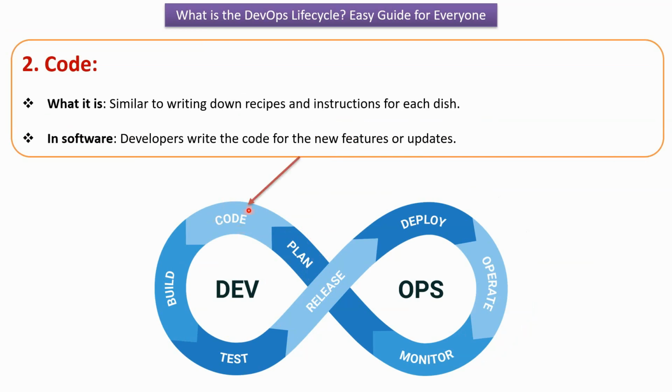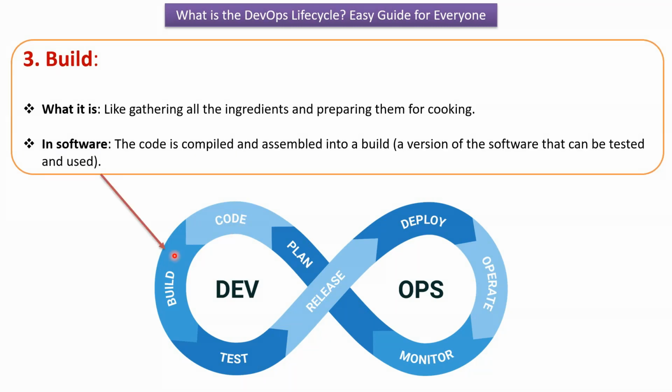The second step is code, similar to writing down recipes and instructions for each dish. In software, developers write the code for the new features or updates. The third step is build. It is like gathering all the ingredients and preparing them for cooking. In software, code is compiled and assembled into a build. It is nothing but a version of the software that can be tested and used.